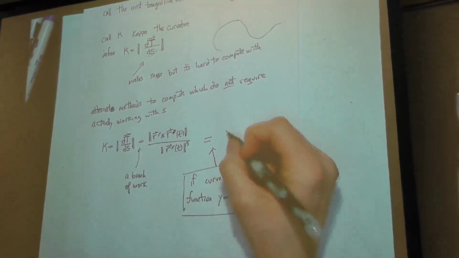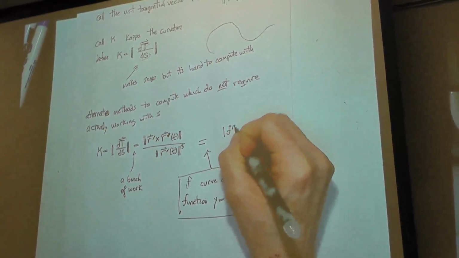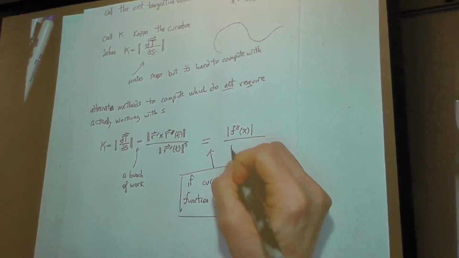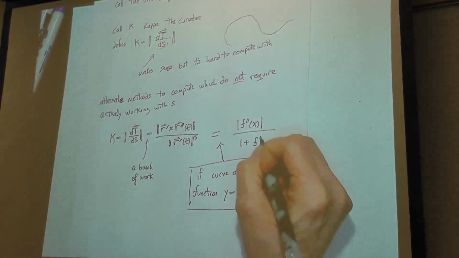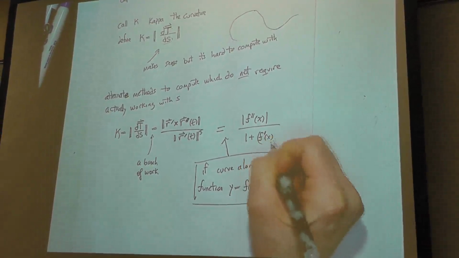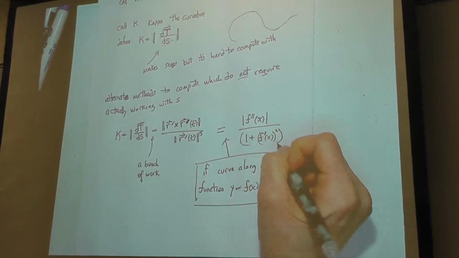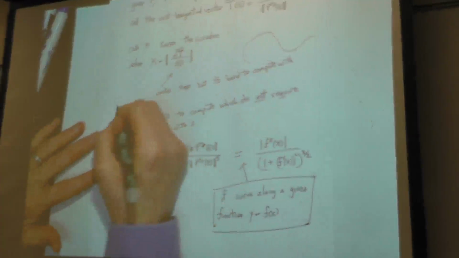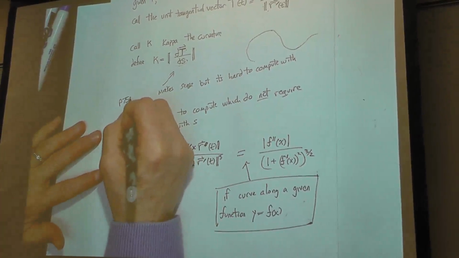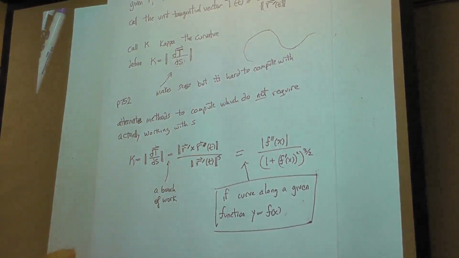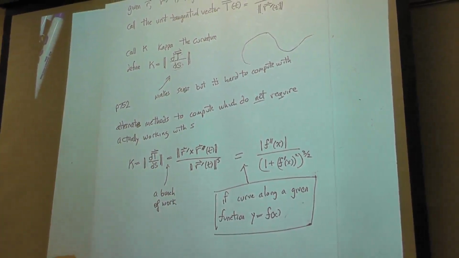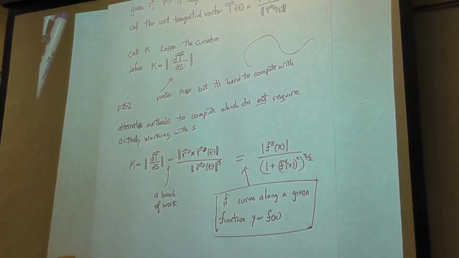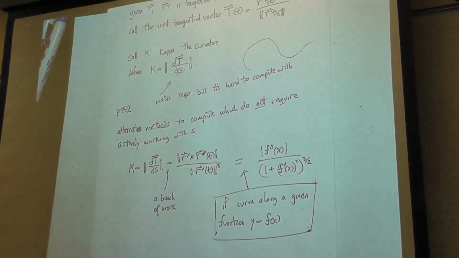Curvature is given by the absolute value of the second derivative of f divided by 1 plus f prime of x squared, raised to the 3 halves. These formulas are given to you on page 752. These are not formulas that you have to memorize. I will provide them if needed. Okay?